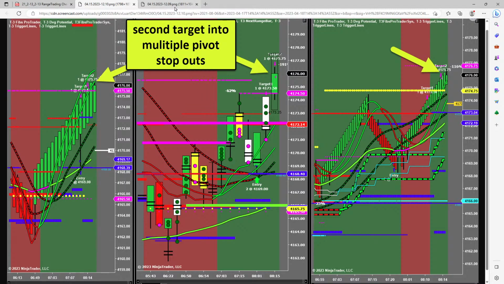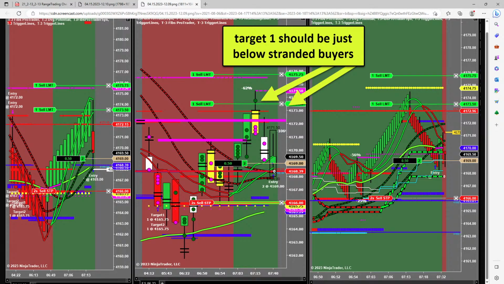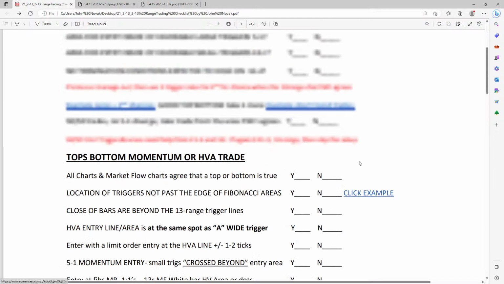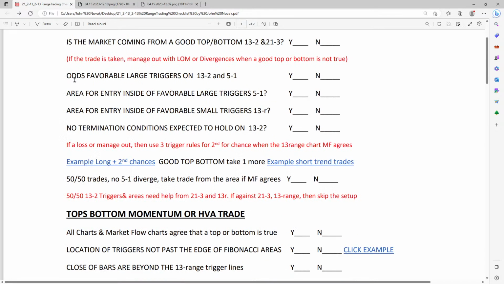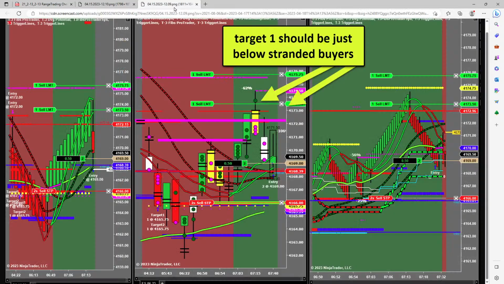So the before and after is, again, you guys would have to go through and do this. This is why Mark says post your pictures in the class. Why are you getting in? Does it follow your rules? Do you have rules written out for this trade? Right? Look, my rule says odds favorable triggers on the 13-2 and 5-1. I had that. If I put this checklist on there, it'd be true. Do I have an area inside of favorable large triggers on the 5-1 chart? Yes, I do.